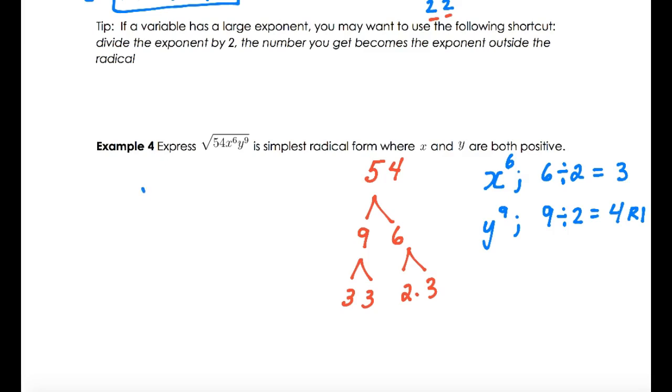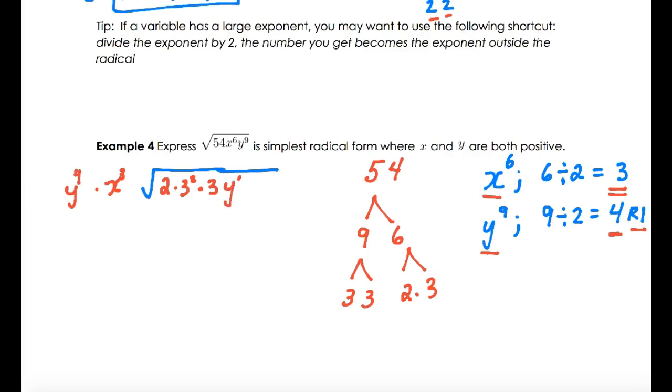We're going to take our radical and rewrite. We have 3 times 3, 3 and 2. So let's do 2 times 3 squared times 3. And now, look what happens. We divided x to the 6th, and we got an even number, 3. So x cubed comes out front. y to the 9th, unfortunately, isn't divisible by 2. We had 4 with 1 remaining. So y to the 4th comes out, and we leave 1 y to the first power underneath.